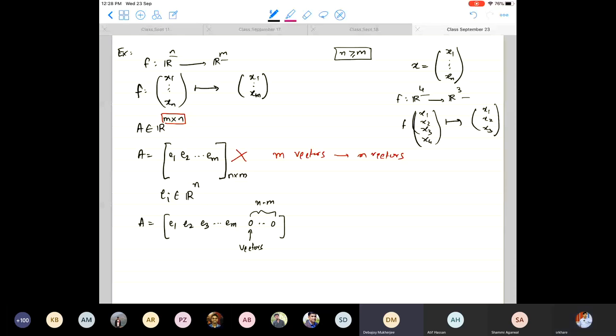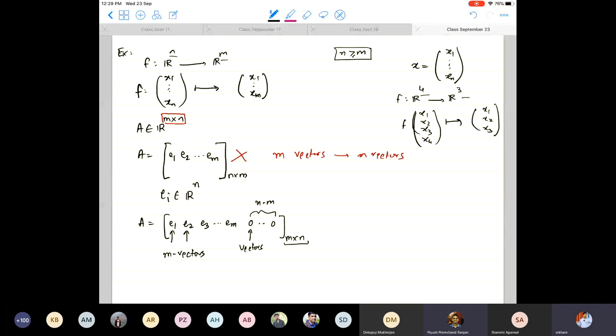This is M cross N. So where do E1, E2 belong to? What is the length of the vectors E1, E2, EM? They are R^M vectors. So these are all M vectors. Does that make sense now? So this is a matrix of the size M by N.